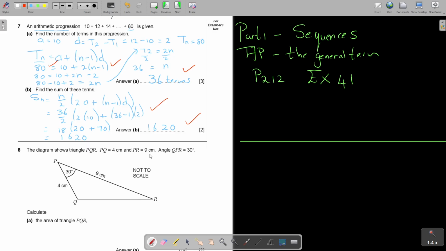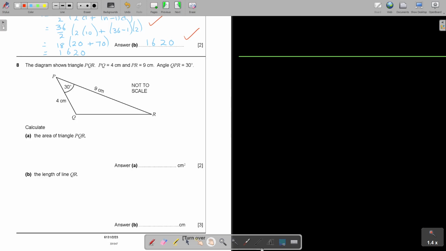Okay, let's go to question number 8. The diagram shows triangle PQR. PQ is 4 and PR is 9. You see it on the sketch, and angle QPR is 30. Calculate the area of the triangle. Okay, it's triangles. So what chapter will this be? This will be chapter 9.